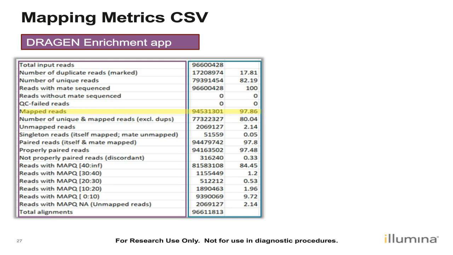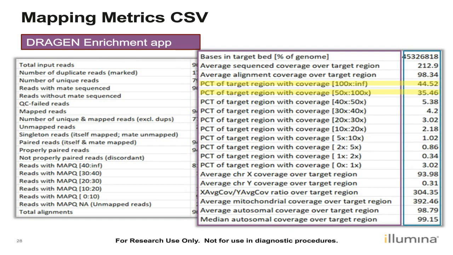And we also have similar information to the summary CSV files from the base-based and local run manager apps, here with the DRAGEN output. We've highlighted here the percent of the target regions with a certain amount of coverage. So this is just showing us that about 45% of our targets had a coverage of 100x or more. This is also nice information just to see how your prep is performing.